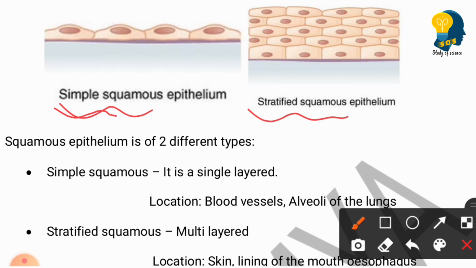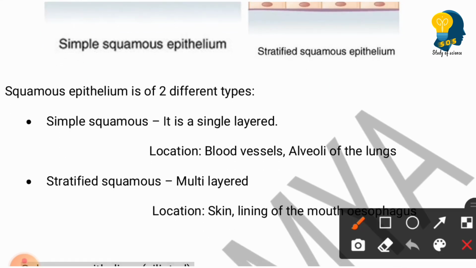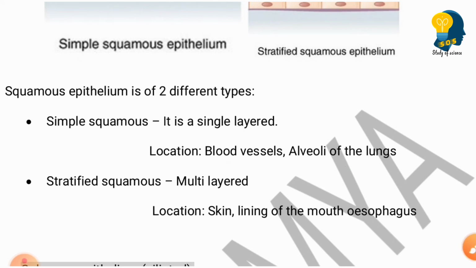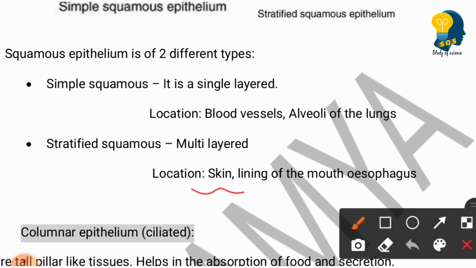Simple squamous epithelium is single layered. Stratified squamous epithelium has multiple layers. Correct? Where do these simple squamous epithelium tissues present? They are present in the blood vessels and alveoli of the lungs. So where does the stratified squamous epithelium present? It is present in the skin and the lining of the mouth, that is the esophagus. When I say esophagus, it is the food pipe.